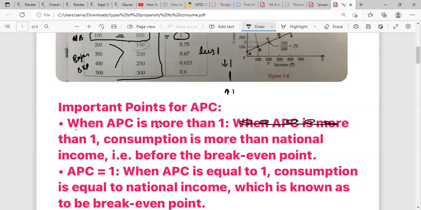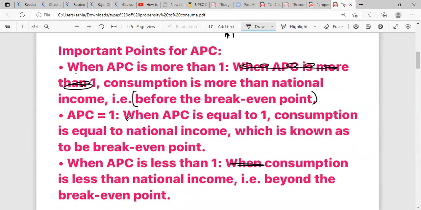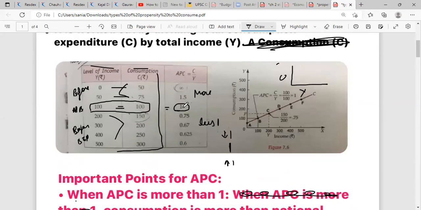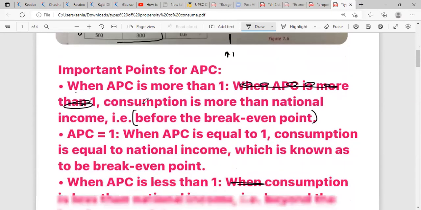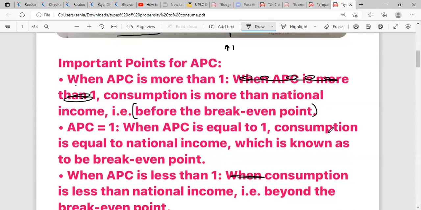First point is when APC is more than 1, so consumption is more than national income. That means this is before the break-even point. And when your APC is equal to 1, at that moment, your consumption is equal to your level of income, right? So when APC is equal to 1, consumption is equal to national income, which is known as the break-even point.